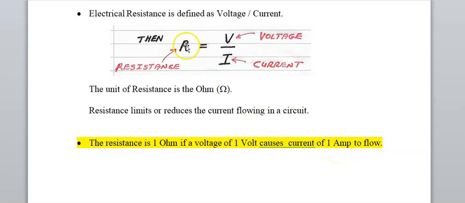In other words, when is resistance 1? Well, resistance is 1 ohm if the voltage is 1 volt and the current is 1 amp. That's a definition of the unit of resistance, the ohm. That is also something to learn.